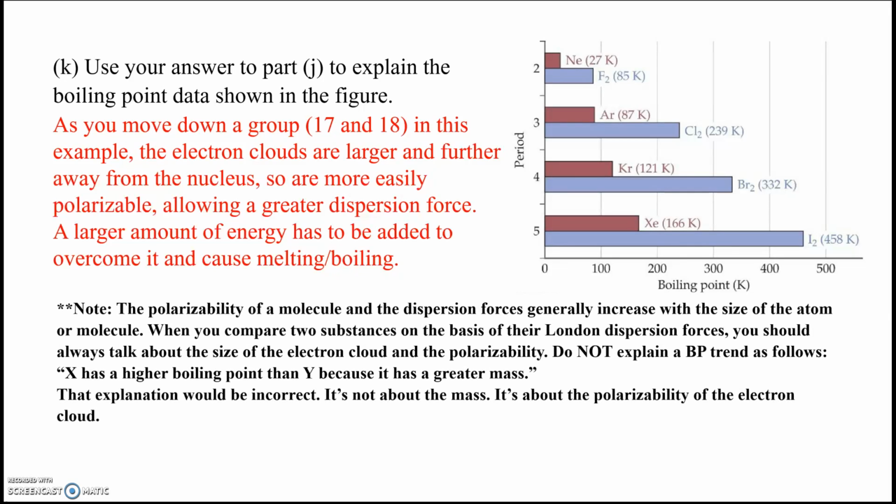Now I've got a note in your notes. This is important. I'm just going to read this verbatim. The polarizability of a molecule and the dispersion forces generally increase with the size of the atom or molecule. So when you compare two substances on the basis of their LDFs, you should always talk about the size of the electron cloud and the polarizability. Do not explain a boiling point trend by saying that X has a higher boiling point than Y because it has a greater mass. That explanation would be incorrect. It's not about the mass, it's about the polarizability of the electron cloud. Mass does follow polarizability, but this is not a gravimetric issue. It's a polarizability issue.